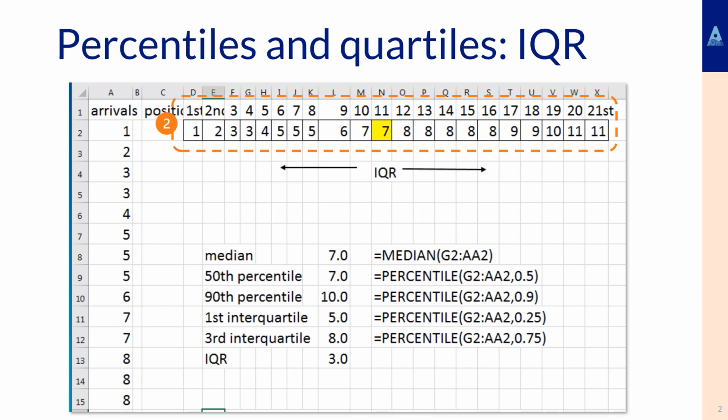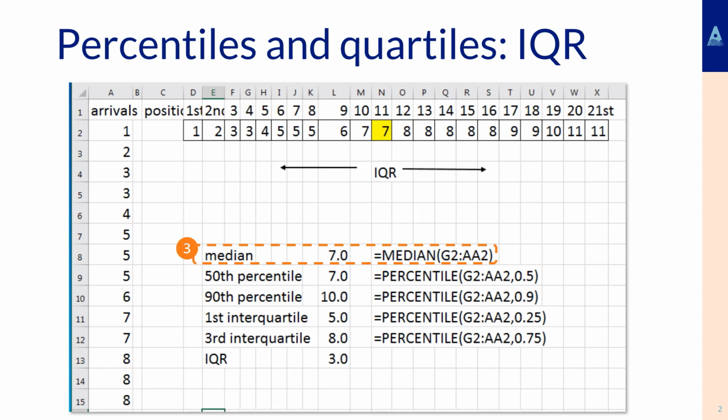So using these, we can then calculate percentiles. The first thing we want to calculate is the median. We've already mentioned this before. The median is the middle of the data set, the middle item. You can see here that we have 21 data items in order, so the middle item is item number 11, because it has 10 items below it which are lower than it and 10 items above it which are higher than it.